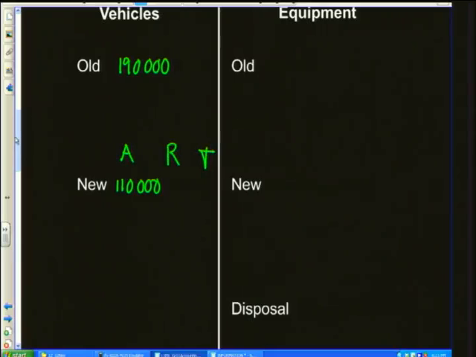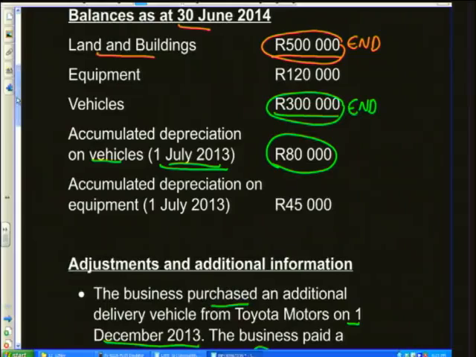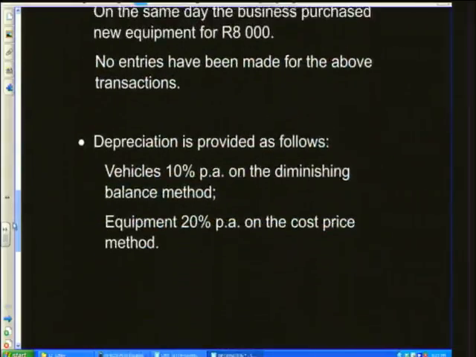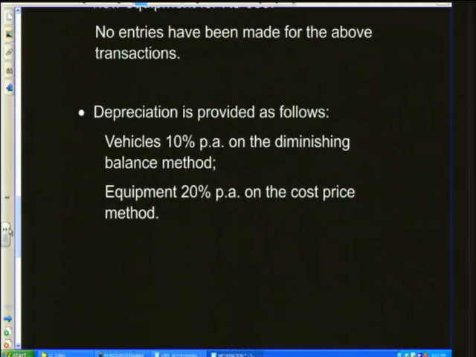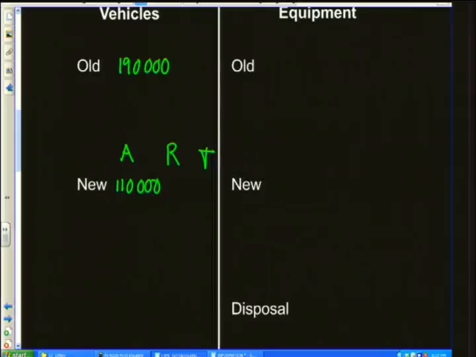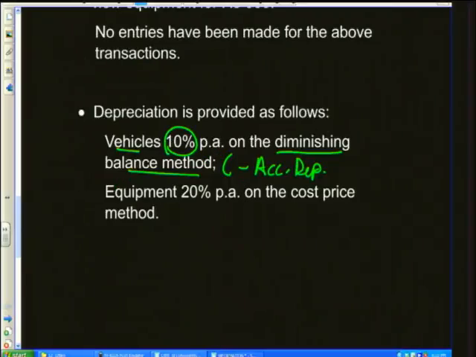Now remember, guys, whenever we calculate depreciation, we obviously need the amount, we need our rate, as well as time. Amount depends on the type of depreciation to be written off. So if we go back to our information, okay, so further down, there we go. Depreciation is provided for as follows: vehicles at 10% per annum on the diminishing balance method. In other words, we have to take our cost minus accumulated depreciation. So let's do that. So let's go back to our answer sheet. There we go. So we're going to start off with old first. Our cost is 190,000.